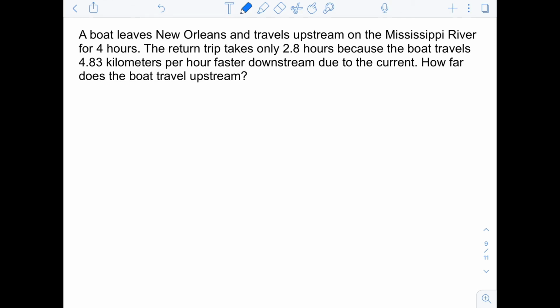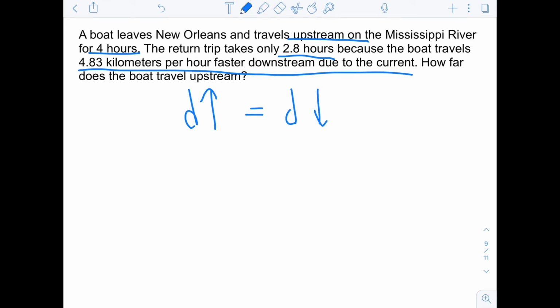So we know that this boat is going upstream and it takes 4 hours. And then it's returning downstream, but it's taking only 2.8 hours because it's going faster now due to the current. And we need to find the distance the boat traveled upstream. And we know that the distance upstream equals the distance downstream because it's just returning back. It's the same distance.